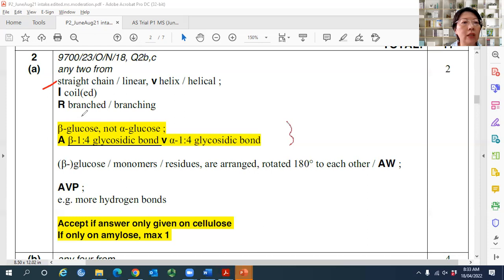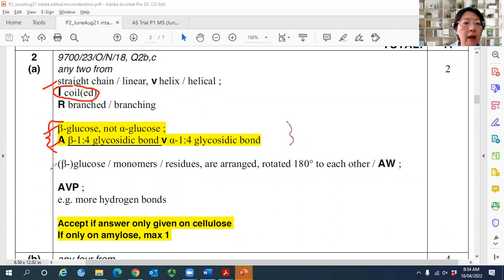So cellulose is a straight chain. If you write, so ignore coil means if you tell me amylose is coiled, ignore, means no mark given, because you need to tell me about cellulose. That's what the question wants. It's a straight chain, it's linear. You cannot say unbranched because both amylose and cellulose are unbranched. Okay. Secondly, cellulose is made up of beta glucose. And because of that, it contains beta 1,4 glycosidic bond. So these two marking points are the same because you are referring to beta glucose.